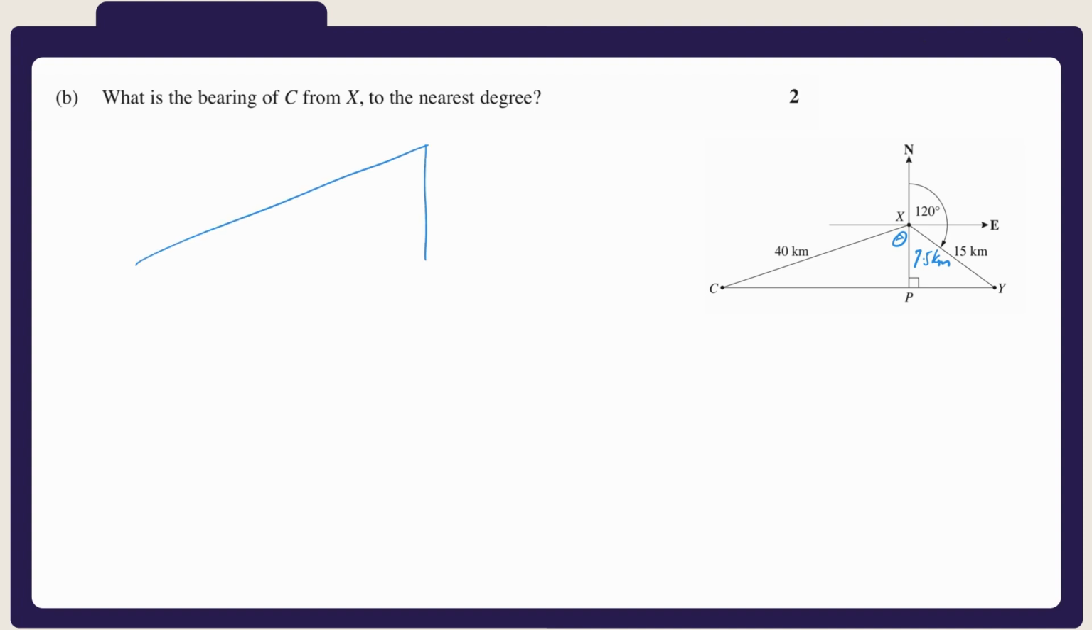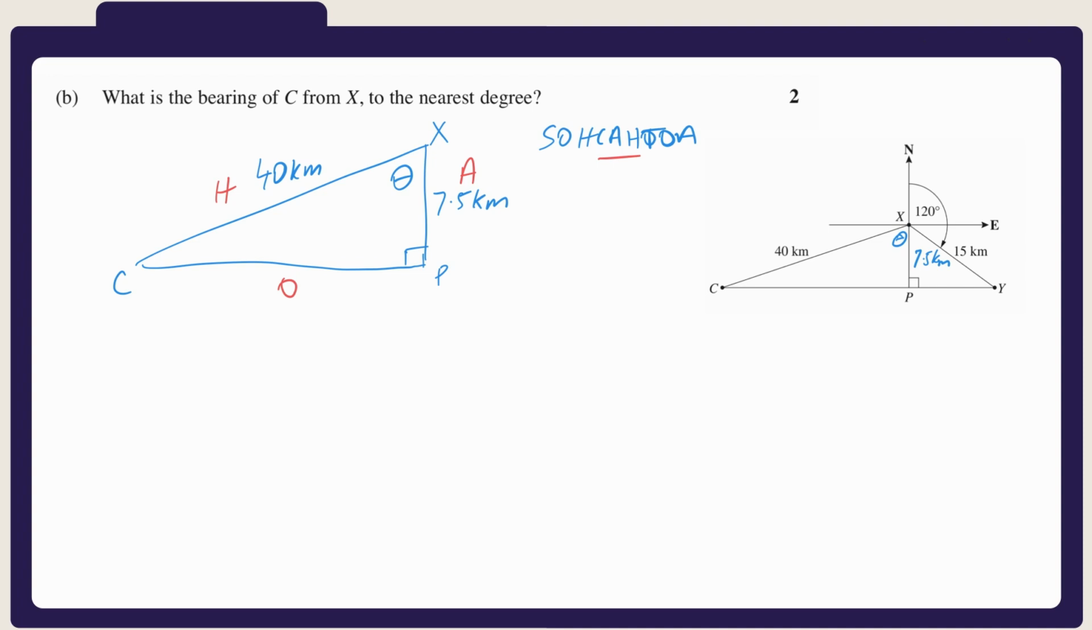So I'll redraw my triangle. That's the angle I'm trying to find. I know that that's 7.5 kilometers. That's 40 kilometers. And I'll just label the side C, P, and X. So again, opposite, adjacent, hypotenuse. Using SOHCAHTOA, I can see, again, I've got the adjacent and hypotenuse, so it's going to be cosine, or cos. So, cos theta equals 7.5 over 40.